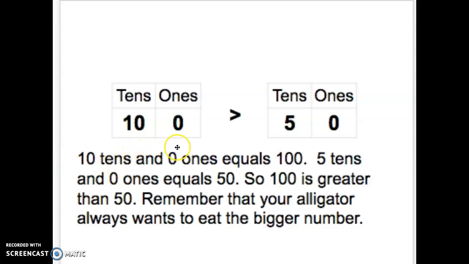10 tens and 0 ones equals 100. So this chart represents 100. 5 tens and 0 ones equals 50. So this represents 50. 100 is greater than 50. Remember, your alligator always wants to eat the bigger number, so it's going to be open to the bigger number, which is right here, 100.